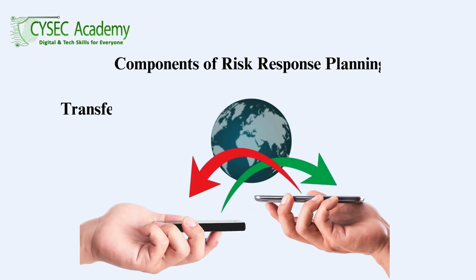2. Transfer. Transferring risk involves shifting the responsibility and consequences of a risk to a third party. This is often achieved through contracts, insurance, or outsourcing. For example, purchasing insurance to cover potential damages from equipment breakdowns.